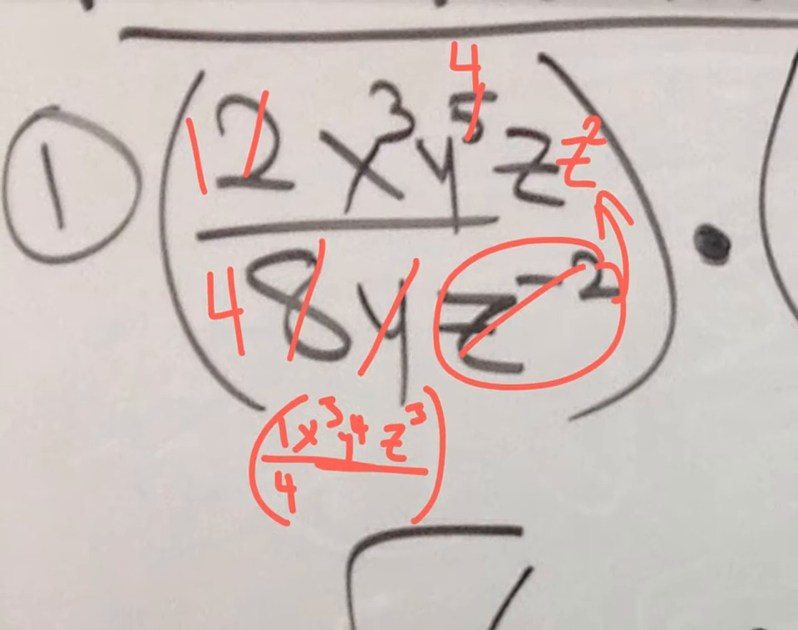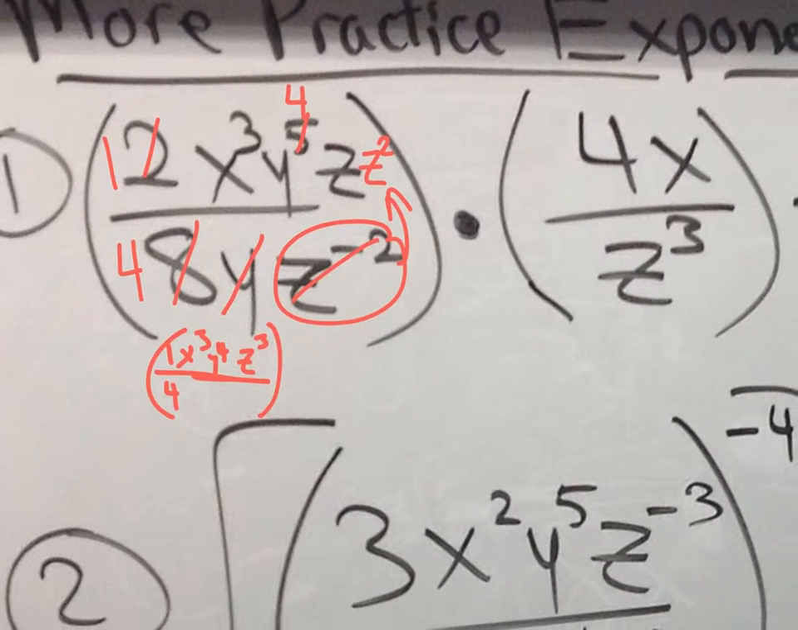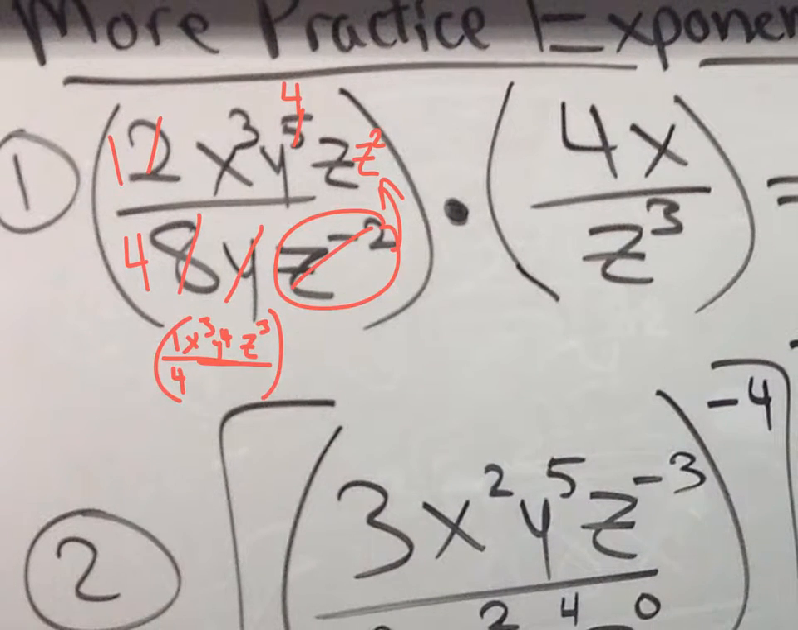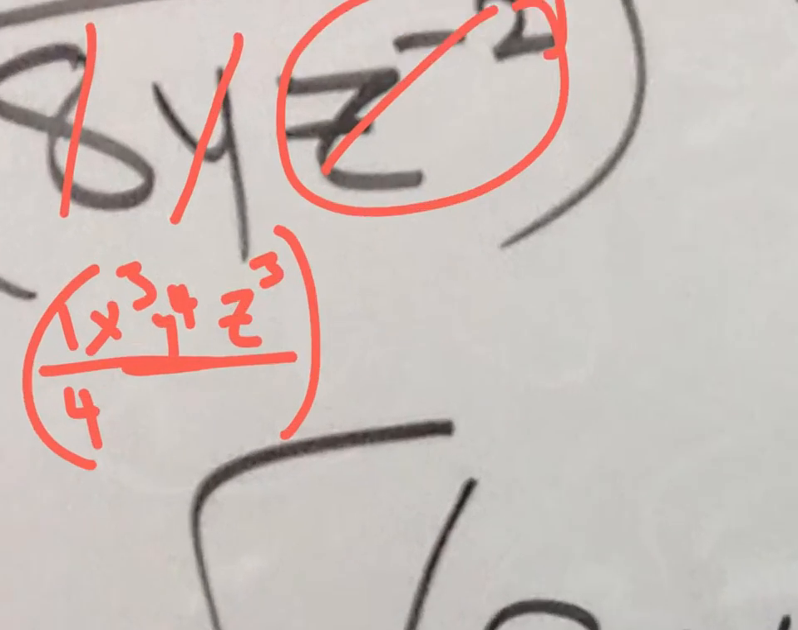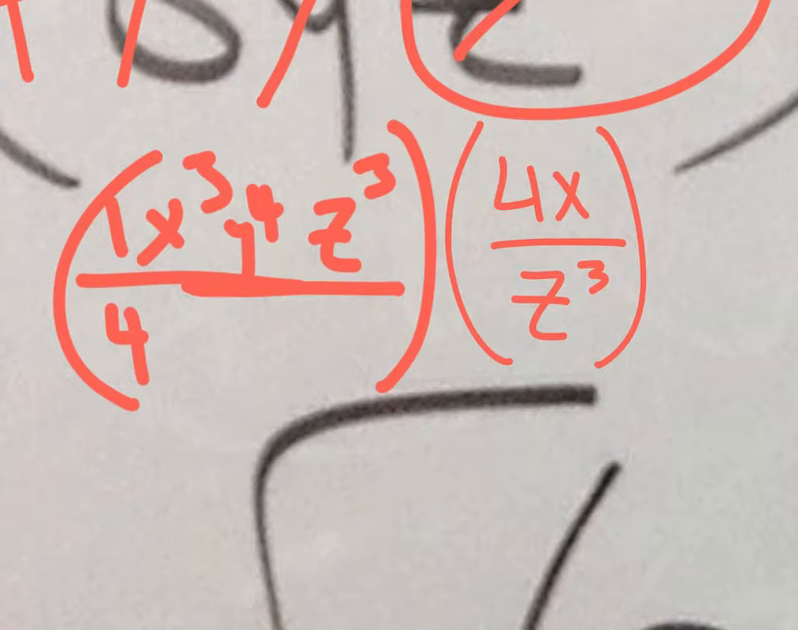No? Okay, so hopefully on your paper you have more space than I do. So what I'm going to do is take the fraction, this one over here, 4x over z to the third, and write it right next to it. 4x over z to the third. And we are multiplying, which means I could multiply the top with the top and the bottom with the bottom, or I could start canceling things out already.